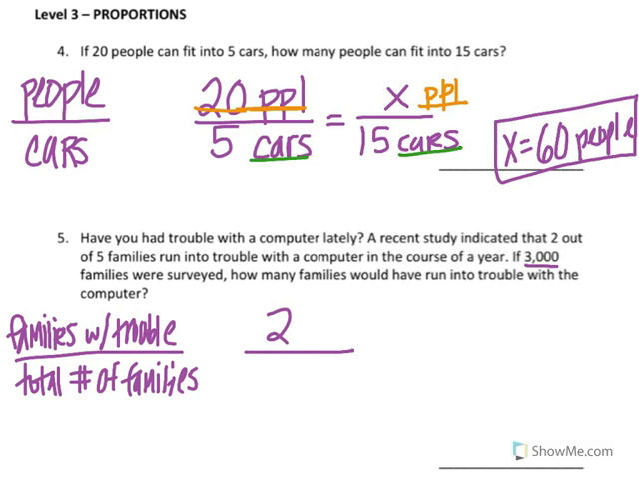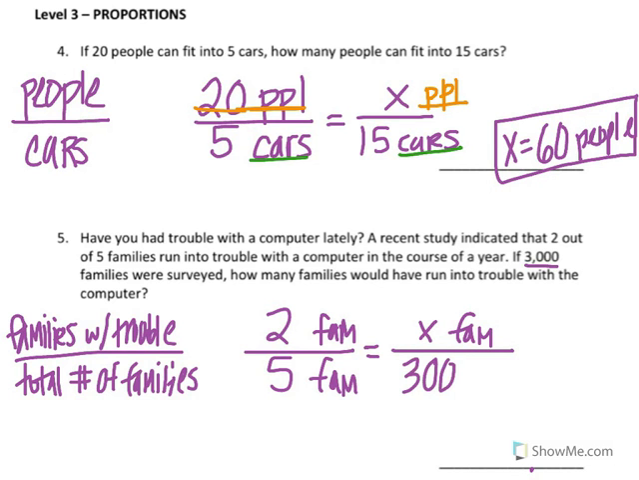So if we have 2 families out of 5 total families, then this is equal to x number of families that have trouble over the total of 3,000 families that were surveyed. Again, when we cross multiply and divide, 2 times 3,000 divided by 5, we get that x equals 1,200 families. And I'm going to have to abbreviate this because there's not enough room.